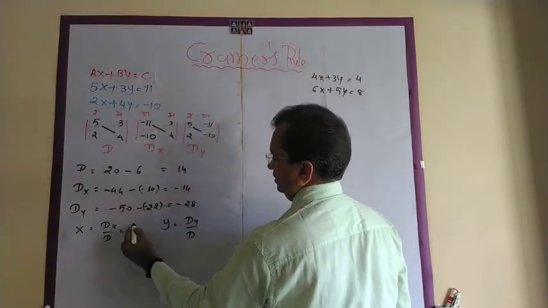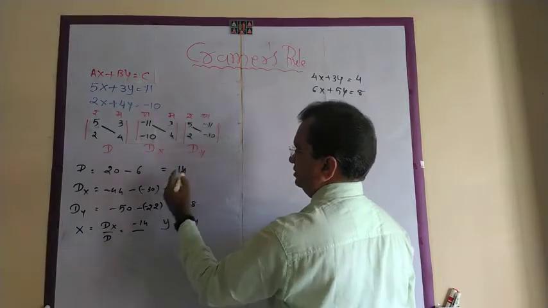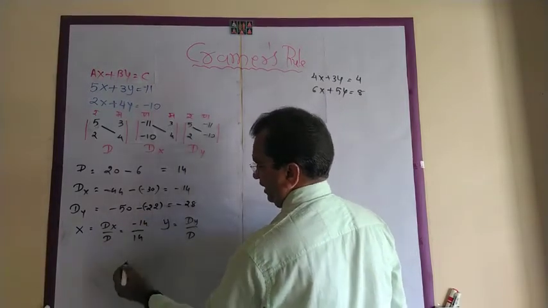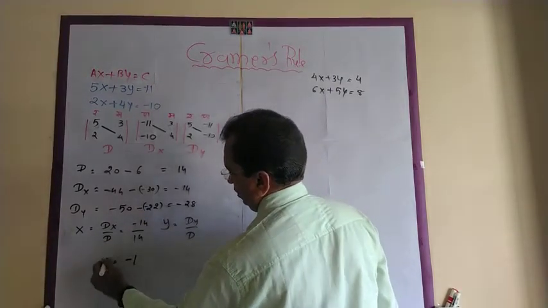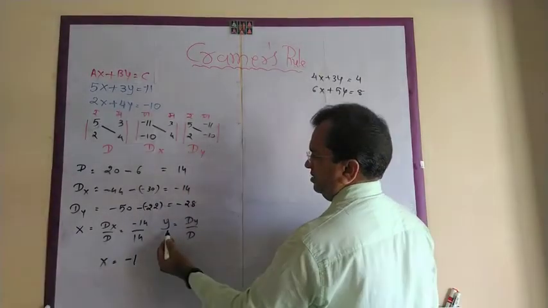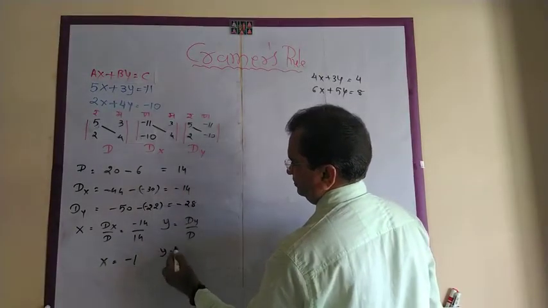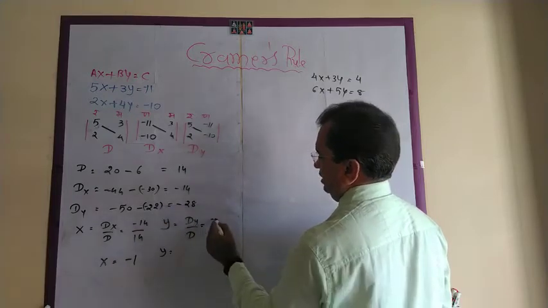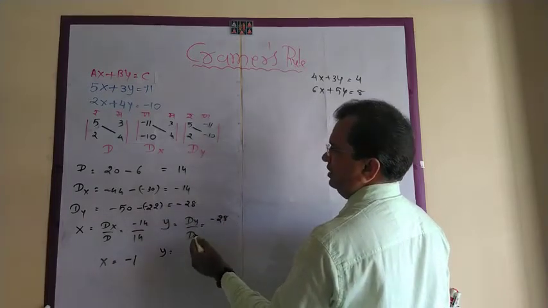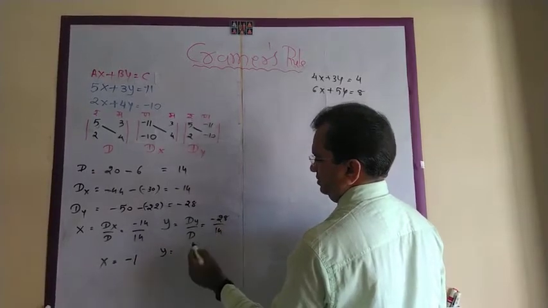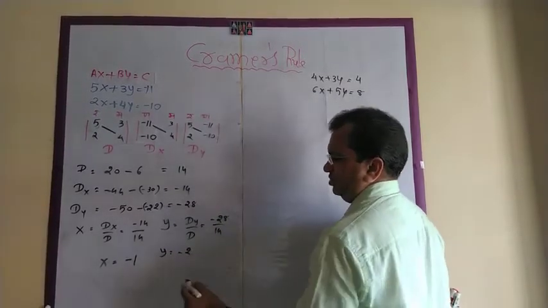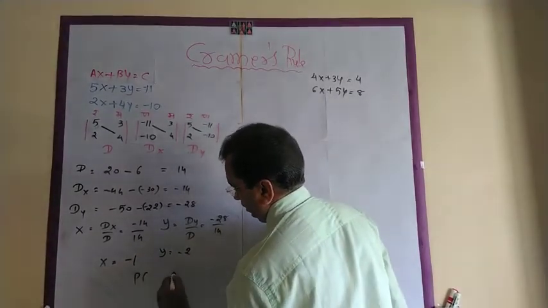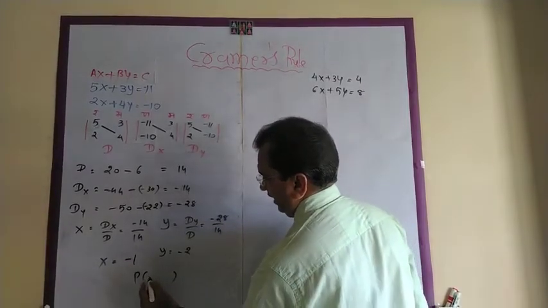What is Dx? Find out: 14. What is D? Find out: 14. When you cancel, you will get 1. So your answer is x is equal to 1. Y: this is Dy is minus 28, D is 14, so this is minus 2. So your solution, or the intersection of the two lines, is x first.